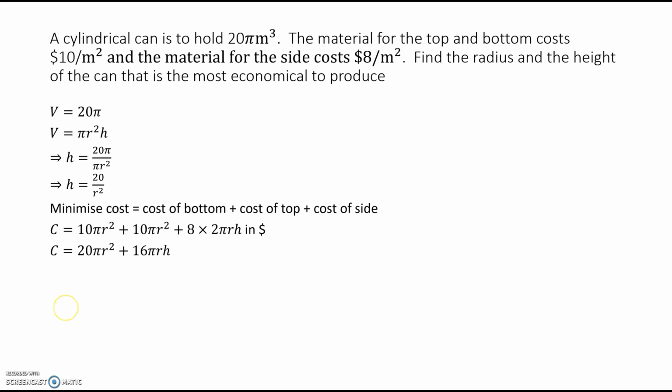Okay, that's fine. What we need to do to minimize is to find the derivative of that. But of course, there's a problem. We've got two variables, so we need to go back to what we had to start with and use the fact that h is 20 over r squared. So we substitute it in. Then we have a statement which needs tidying up, needs some cancelling out, but it will give us a cost statement without h in it. So there we have our cost statement, 20 pi r squared plus 320 pi over r. That is what we have to differentiate in order that we can then find the minimum for the function.